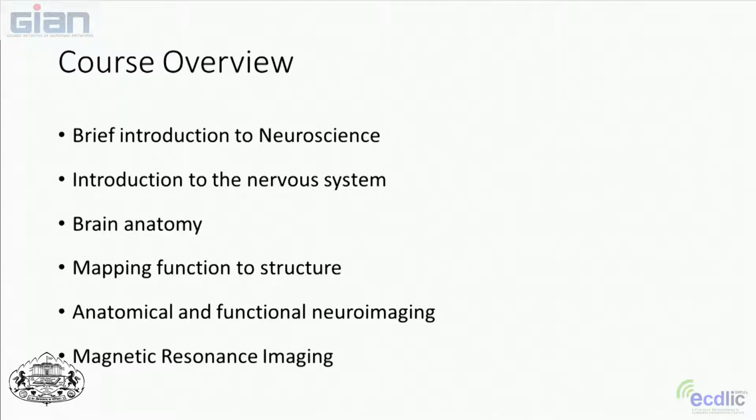Then our next area of focus is going to be talking about mapping function to structure. When you talk about anatomy, you're really talking about the structure, but when you talk about mapping function to structure, you're asking the question of where in the brain do different things live? Where do emotions live in the brain? Where do thoughts live in the brain? How is your behavior controlled, and where is that happening in the brain?